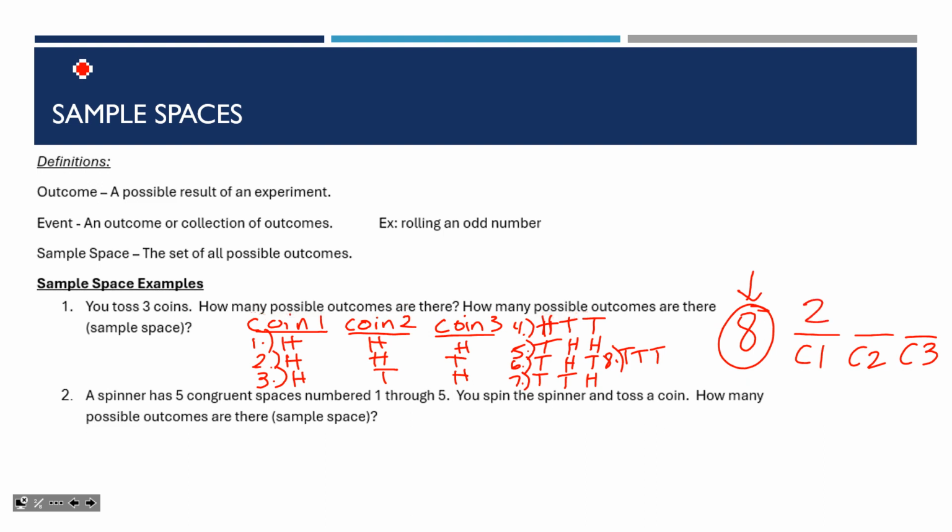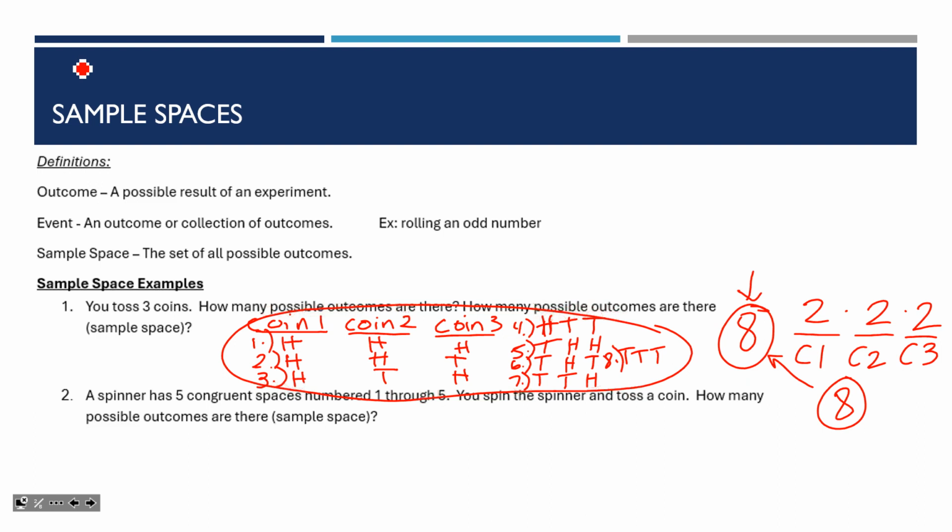Well, coin 1, there could be 2 possible outcomes. Coin 2, there could be 2 possible outcomes. Coin 3, there could be 2 possible outcomes. For each of them, they could either get heads or tails, so 2 possible outcomes. The multiplication principle says that if I multiply those things together, 2 times 2 is 4 times 2 is 8, that's going to give me the total number of possible outcomes, which matches up with what we listed out, right?